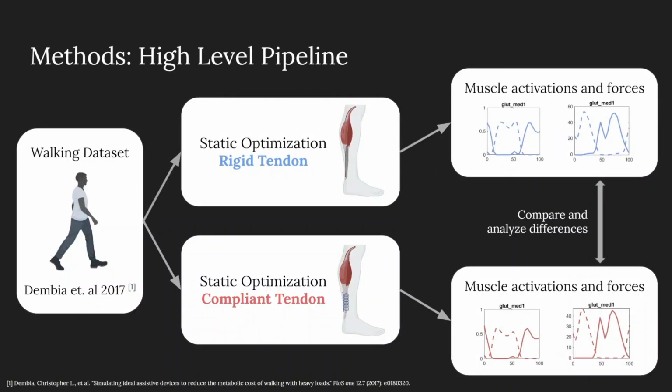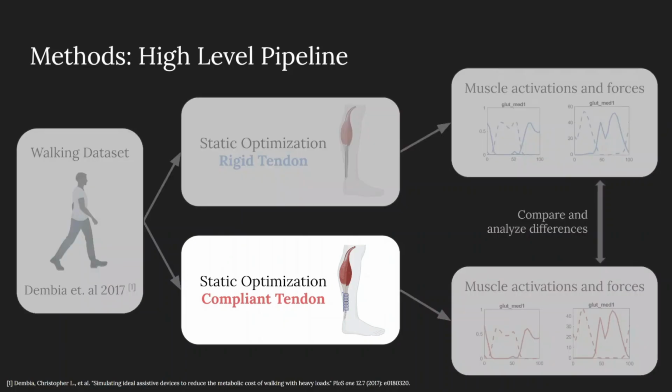So at a high level, we used a walking dataset from a Dembia 2017 paper and compared muscle activations and forces from two different static optimization algorithms. One, which used a rigid tendon model, which we were given from Lab 4, and another, which used a compliant tendon model, which we coded up ourselves. Now, I'll go into detail about how we implemented tendon compliance.